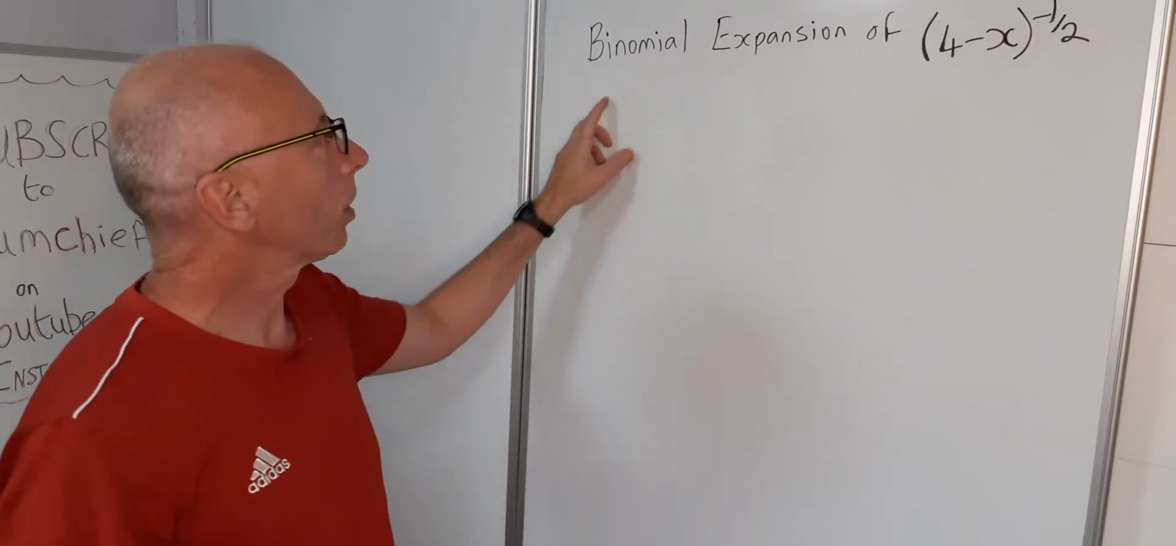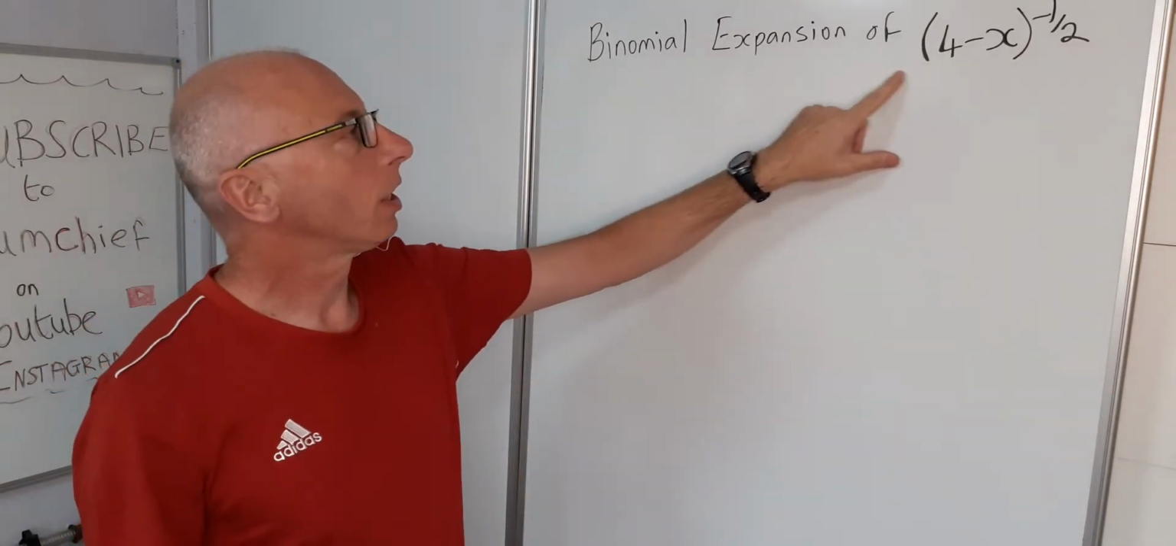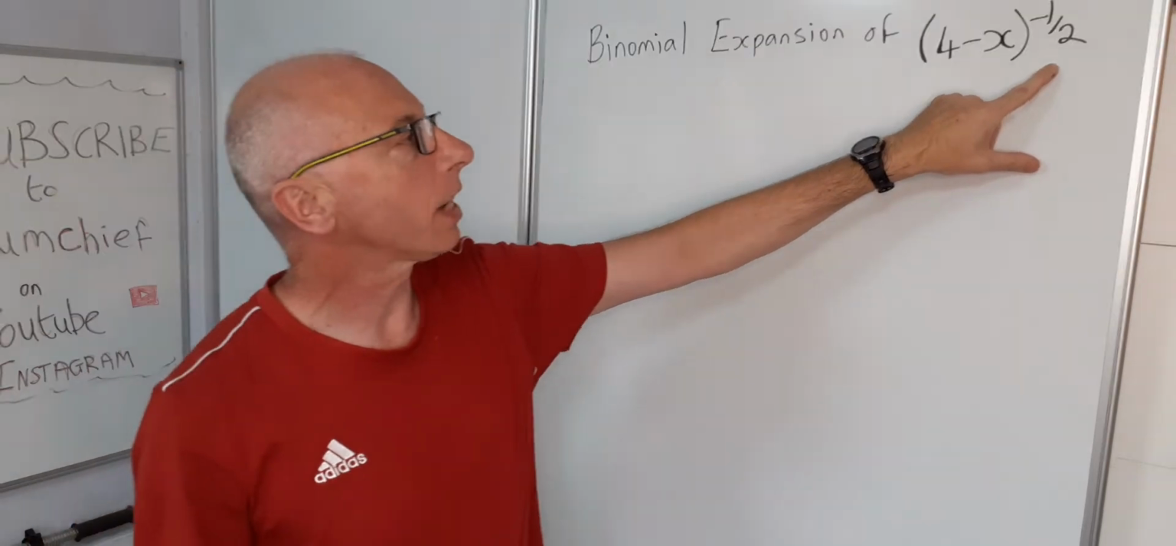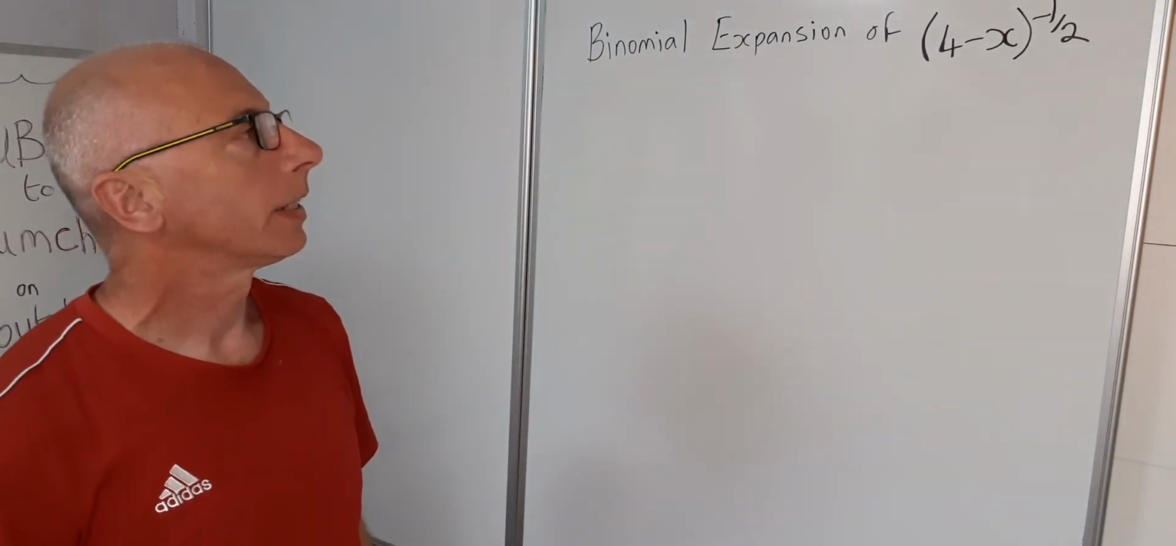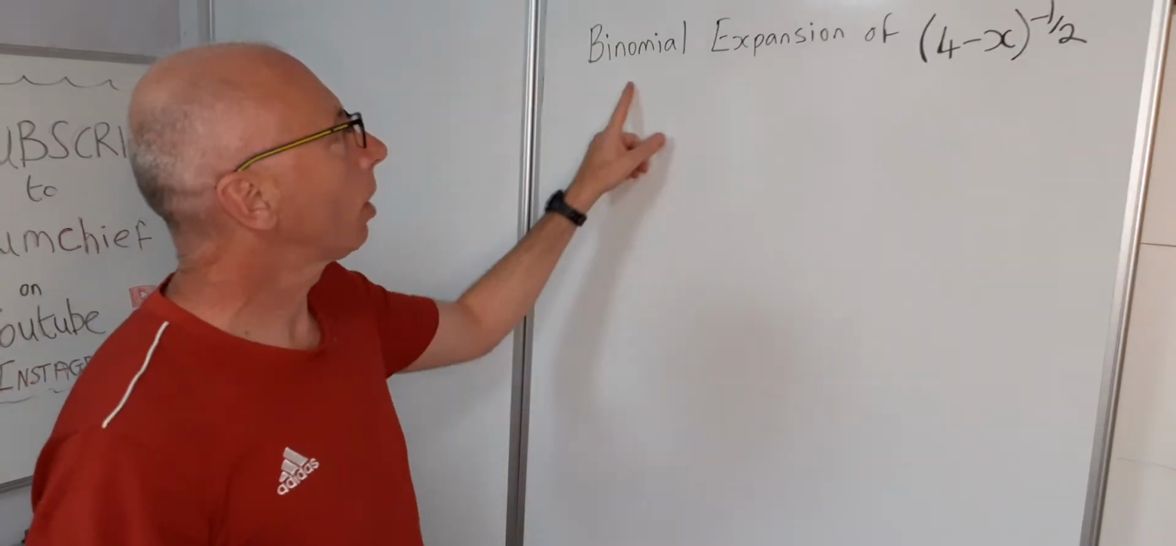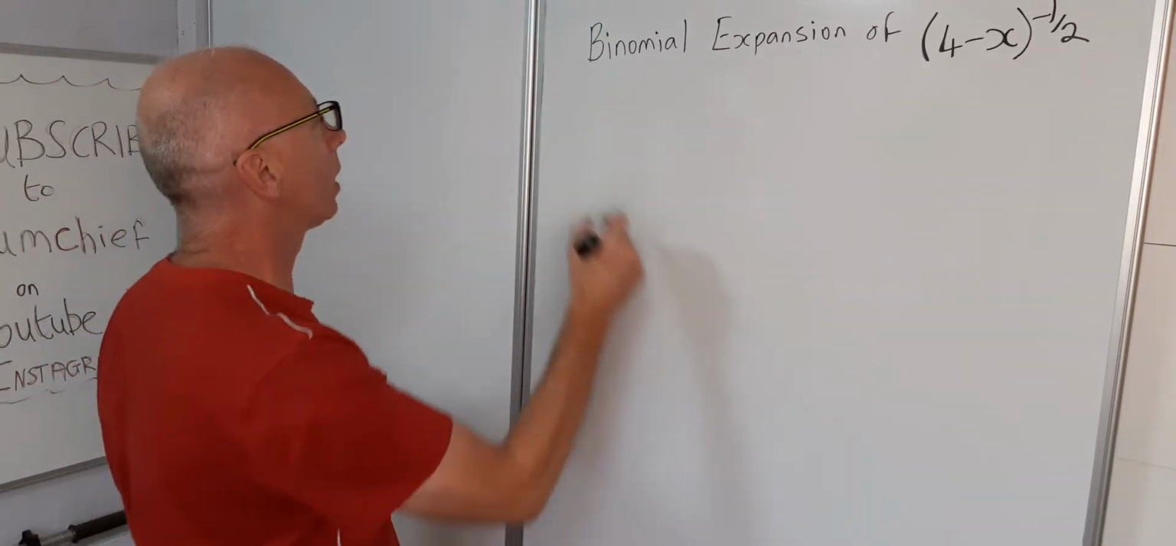Okay, so in this video we're going to find the binomial expansion of this term here, 4 minus x to the power of minus 1/2. Now, first of all, we need to write down the binomial expansion formula.